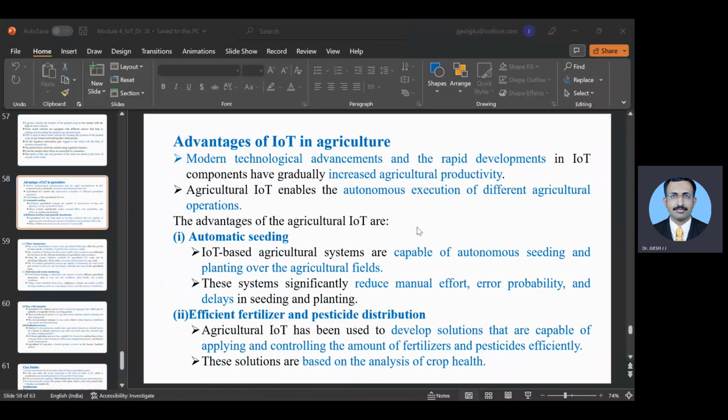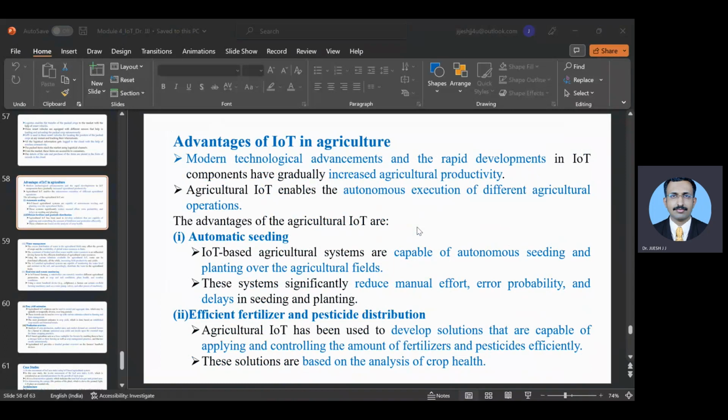And what role will IoT play here? IoT will make sure that you are not spending unnecessary money on pesticides and fertilizers. If you are using too much, it will give you a warning saying that it is not required. Now you can stop the usage of fertilizers, now you can stop the usage of pesticides. So it will give an analysis and help you arrive at a proper decision.